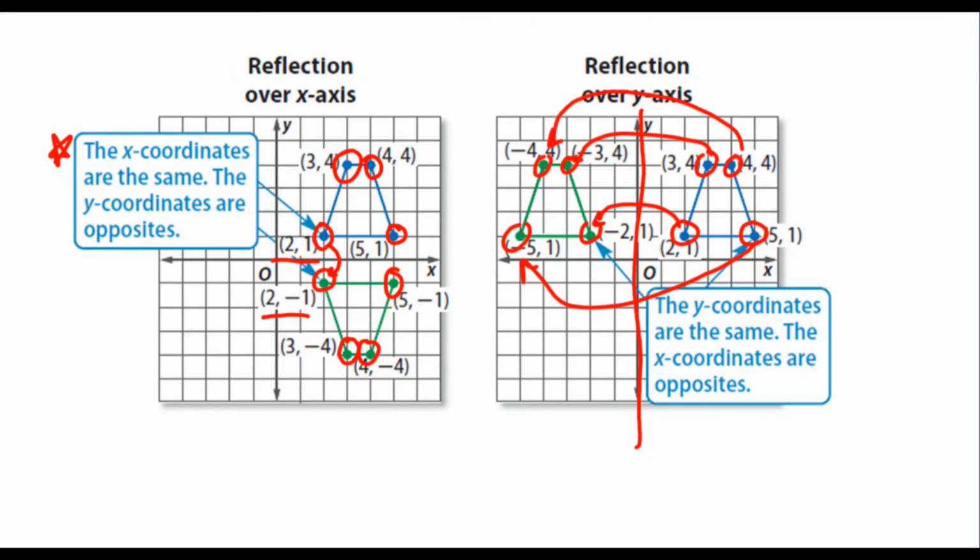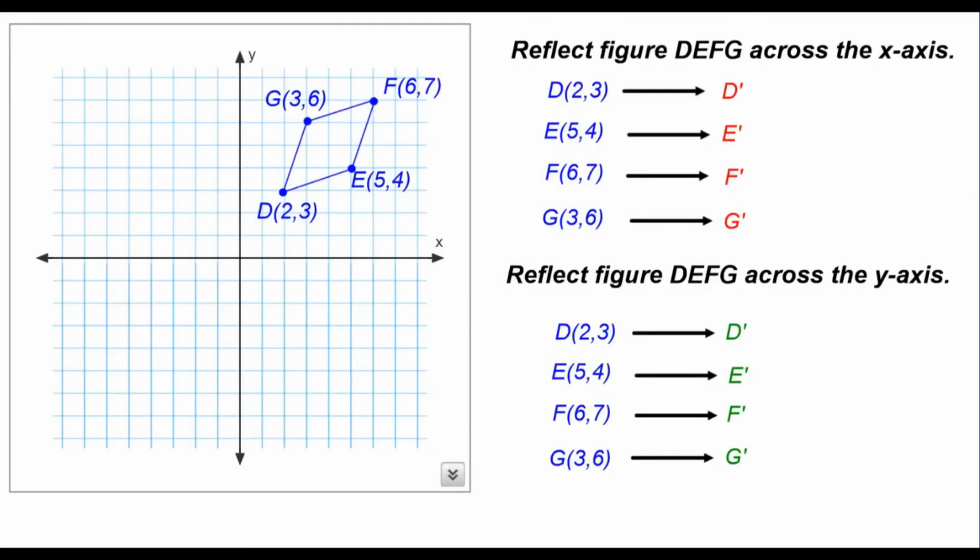So reflecting across the x-axis, x values stay the same, y values become opposite, or reflecting across the y-axis, y values stay the same, the x coordinates become opposite. That can get a little confusing. So let's try it. We're going to reflect this parallelogram across the x-axis, and then we're going to reflect it across the y-axis. So first, we're going to get our coordinates. I would recommend getting all the coordinates first and then plotting them so that you know you did everything right. So if we're reflecting across the x-axis, this is our line of reflection.